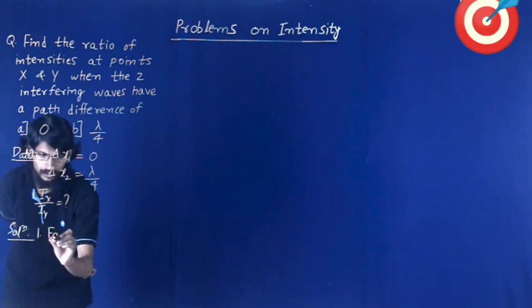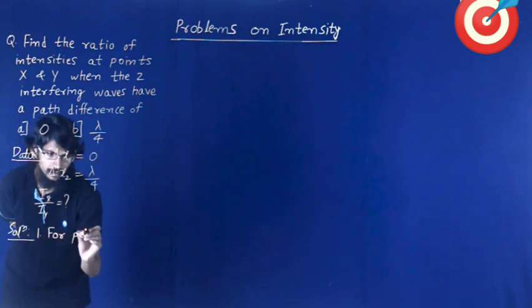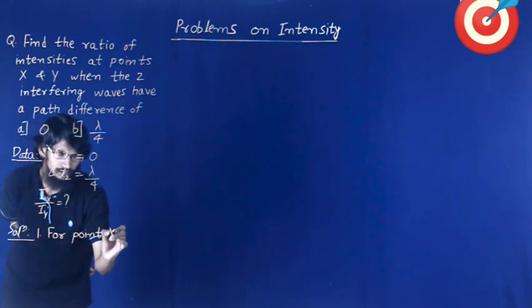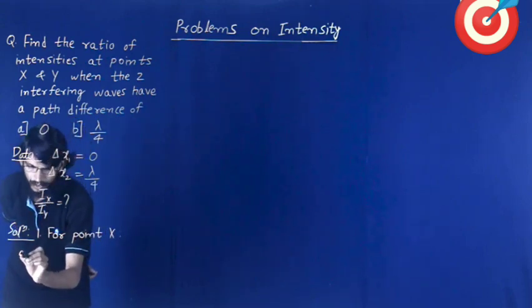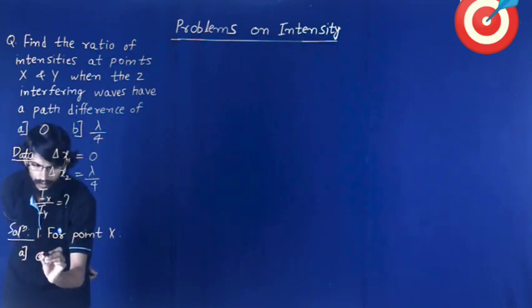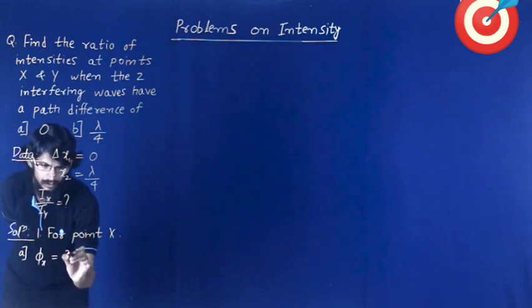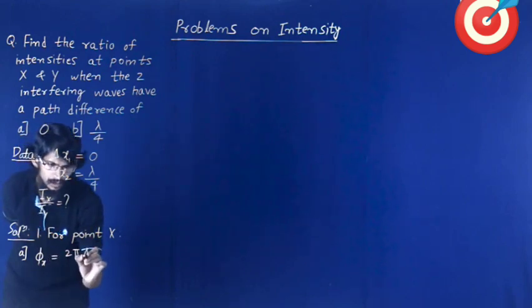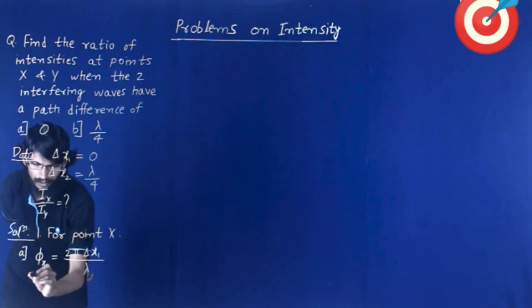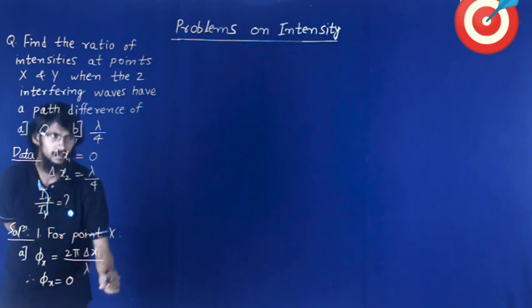For point x, we can write step number A: the phase difference at point x is equal to 2 pi delta x1 upon lambda, and delta x1 is given as 0, so phi at point x will be 0.